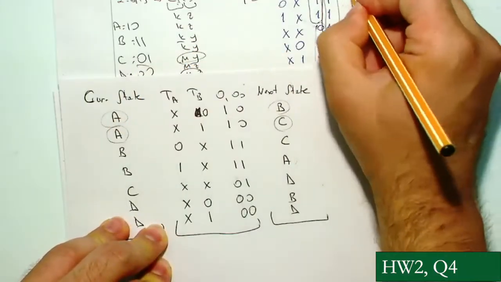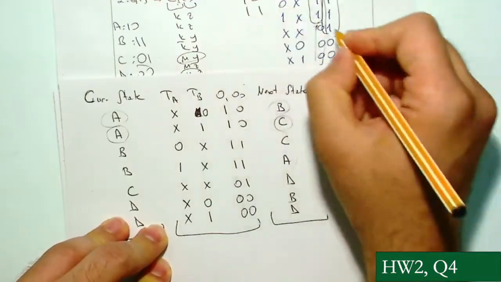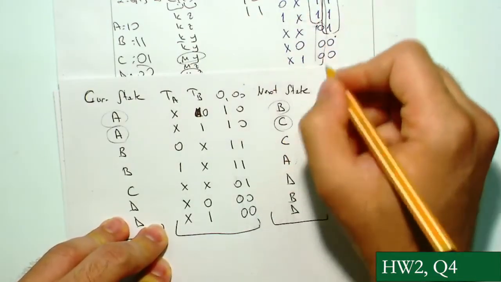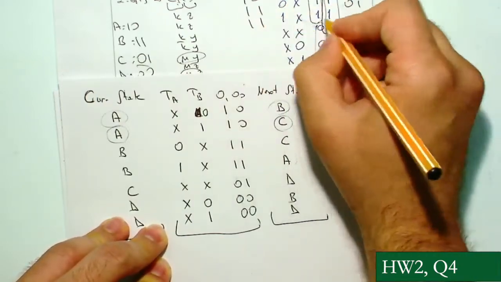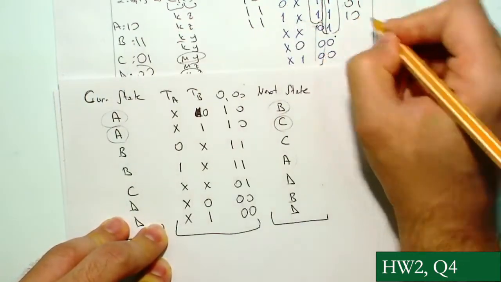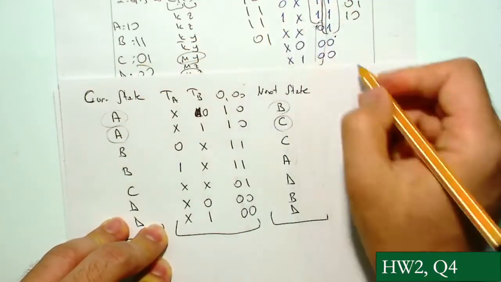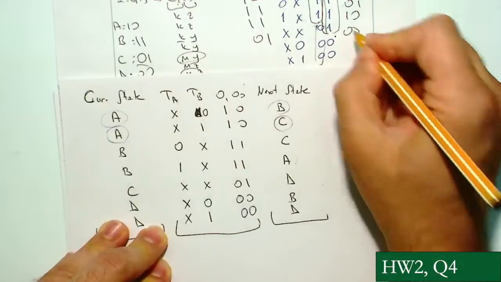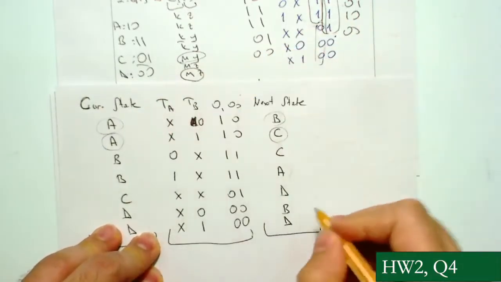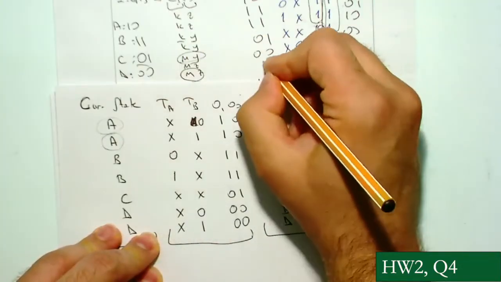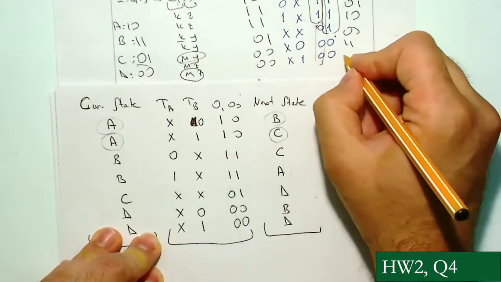This means 0, 1. And 1, 1 goes to C again. C is 0, 1. B is 1, 1 again, and it goes to A, which is 1, 0. I have C here, 0, 1, and this goes to D, which is 0, 0. And for D, it goes to B, which is 1, 1, and again D goes to D, 0, 0.